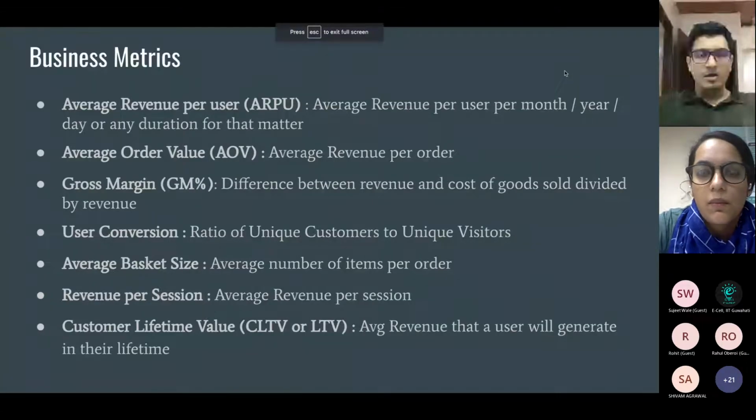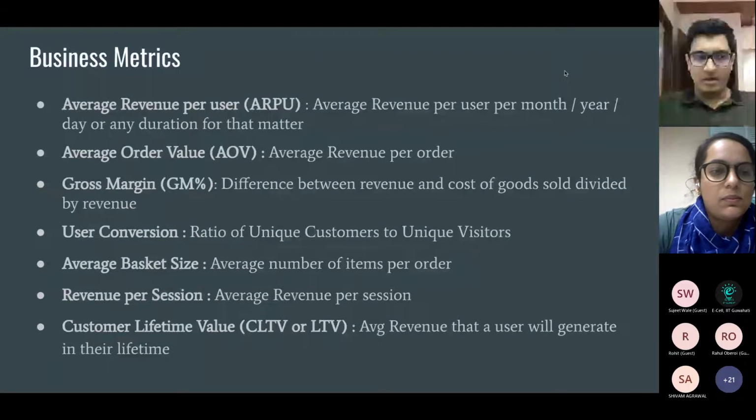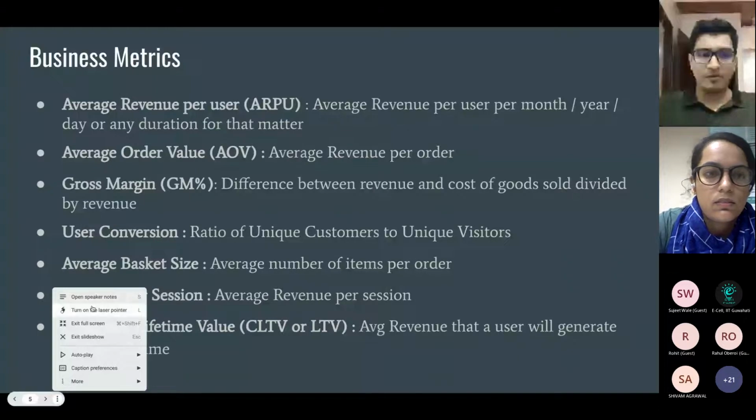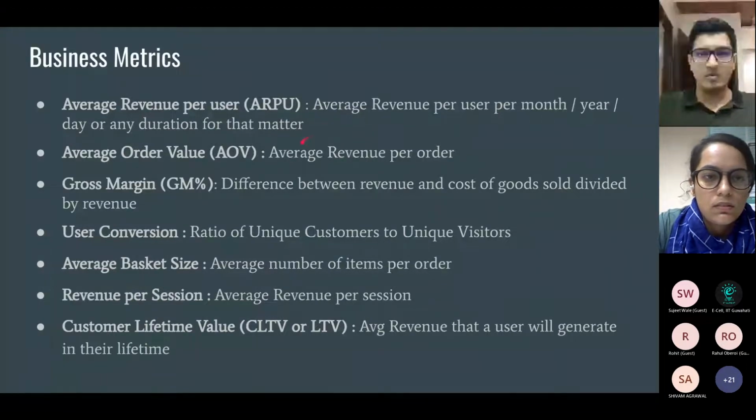right? So first of all, for any product to exist, there is a business associated with it, right? So I'm trying to bucket different types of metrics. The first one is business metrics. Business metrics, for example, average revenue per user, right? This will tell you, let's say in an e-commerce world, if 1,000 users make a purchase worth, let's say, a lakh rupees, then average revenue per user tells you what is the average amount of order that you are getting from one order, right?